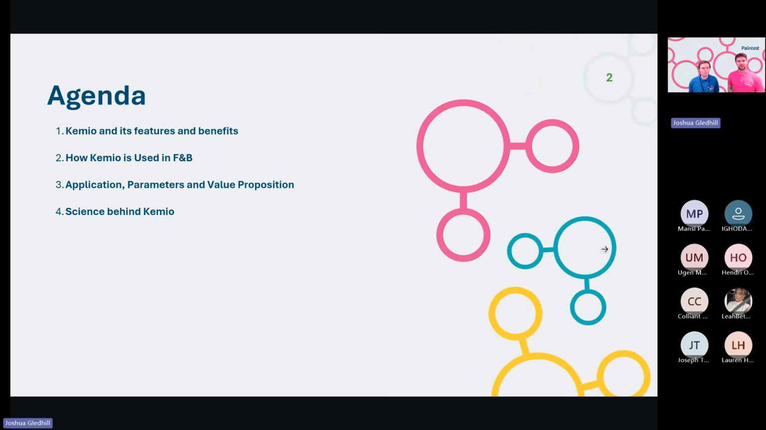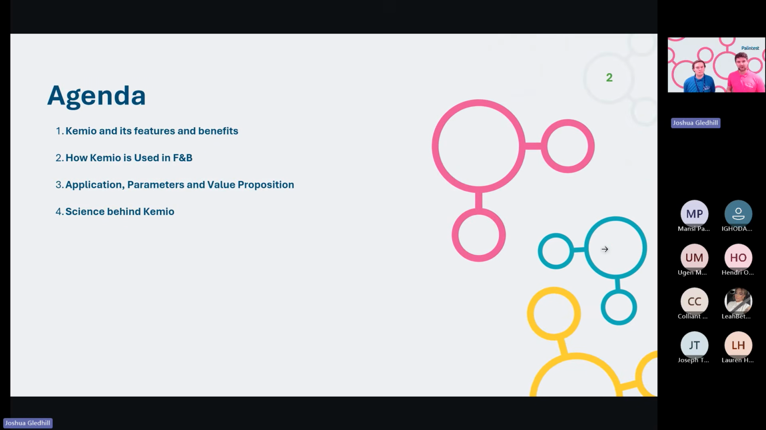So today we're going to start with the Kemio and its features and benefits. Then we're going to hand over to Tom, and he's going to tell you how Kemio is used in the food and beverage applications. He's then going to walk you through some of those applications, the parameters involved, and the value proposition of Kemio in those applications. And then we're going to hand back over to myself, and I'm going to talk you through some of the science behind our lovely Kemio.